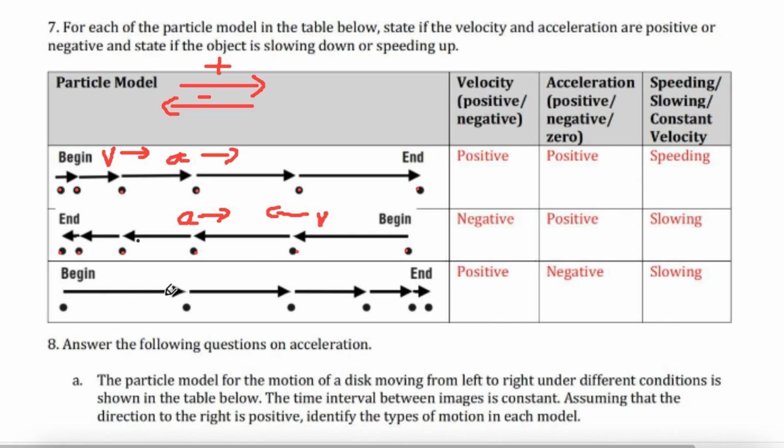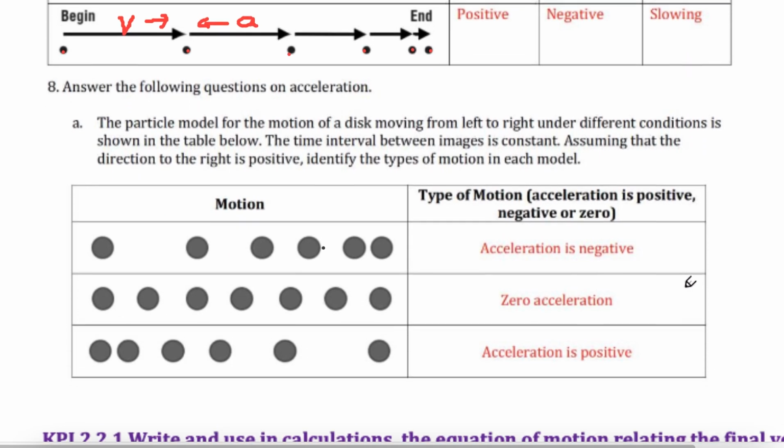Next one over here. We've got an object, the velocity, well that's going to the right, that's easy to figure out. But let's see, it starts off quite fast, lots of spaces, and then the spaces get closer and closer, which means it's slowing down again. In order for this to slow down, the acceleration has to be in the opposite direction. If it was in the same direction, it will speed up. If they were both going to the left, it will again speed up. But right now, they're opposite directions because it's slowing down. So V is positive, A is negative, and then it is slowing down.